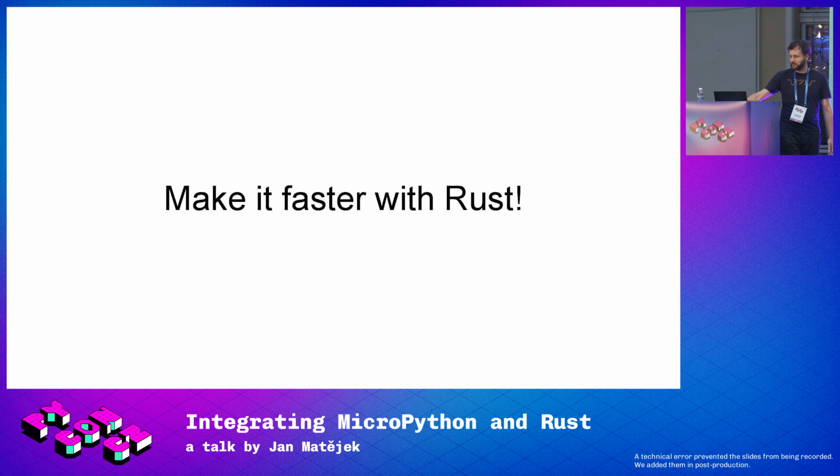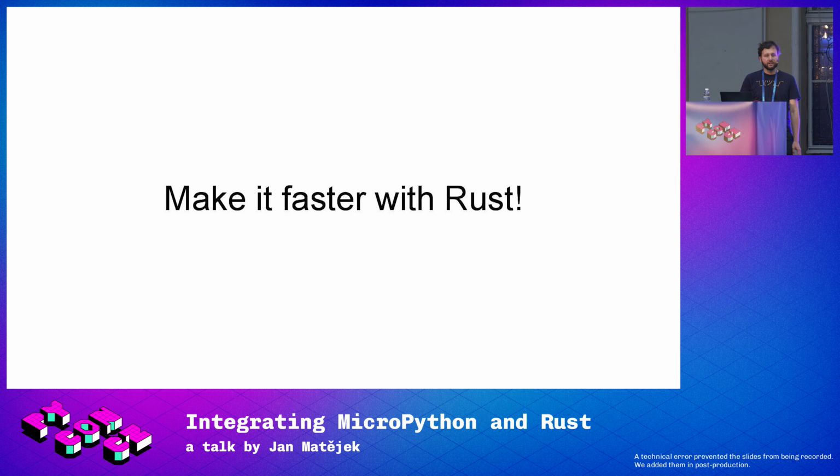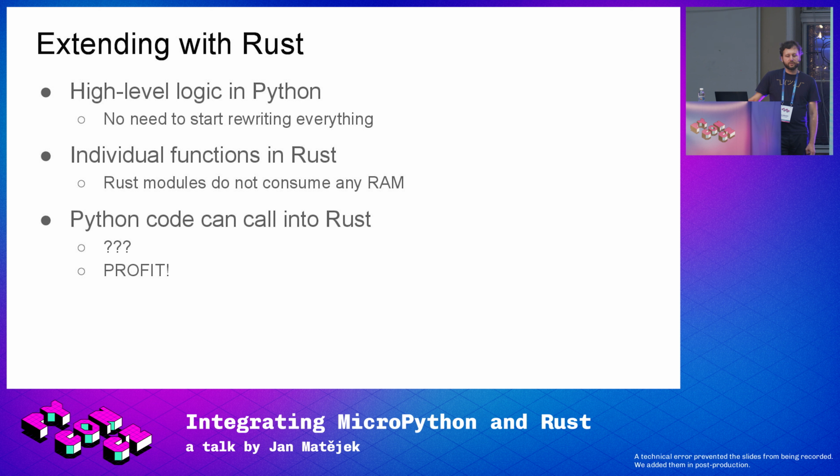Let's make it faster. Besides being a low-level language, Rust has one huge advantage, that it does not cause any allocation at all whatsoever, unless we explicitly request it. So let's start writing things in Rust. Let's keep the high-level logic in Python. We don't need to rewrite everything. Individual functions are going to be implemented in Rust. And then we can call into Rust for speed and profit.